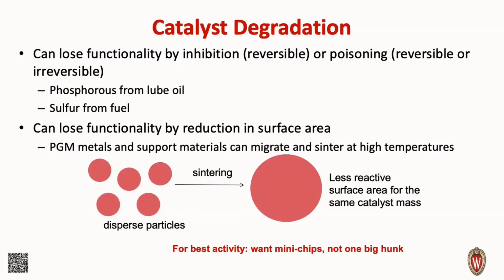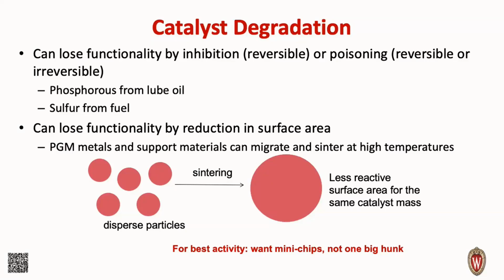So the problem with catalysts is they don't change over the course of the reaction, but they can lose functionality by inhibition. Inhibition can be reversible, or you can poison the catalyst, and that can be irreversible. Things like phosphorus from the lube oil or sulfur from the fuel. So again, this is one of the reasons why we had to get the sulfur out of fuel, it can have a big impact.